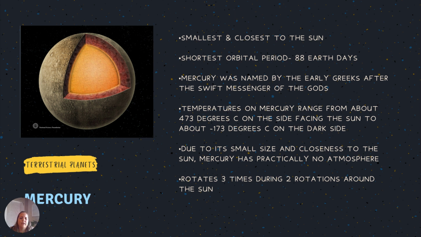Because it's so small and it's so close to the sun, it does not have an atmosphere at all. So there's no cloud coverage, so you can see its surface through a telescope, a high-powered telescope anyway, pretty well. And it rotates 3 times during its 2 rotations around the sun.